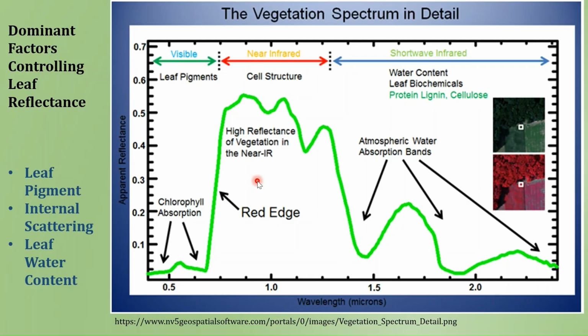In vegetation, the dominant factors which control the leaf reflectance are the leaf pigment, the cell structure, and the water content. If you notice, each of the factors is responsible for interaction in a different wavelength range. Leaf pigments are responsible for reflection in the visible range. Cell structure and the internal scattering are responsible for interaction in the NIR range, and the leaf water content is responsible for reflection or interaction in the shortwave infrared range.